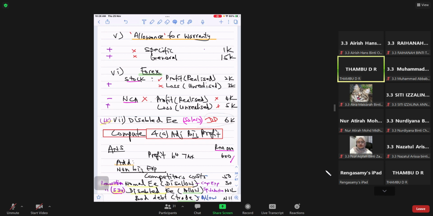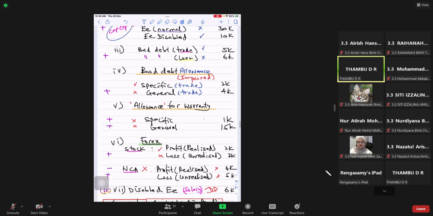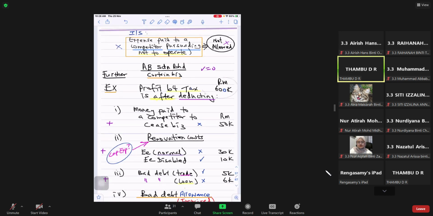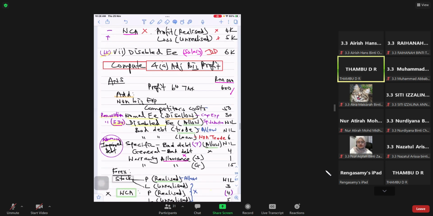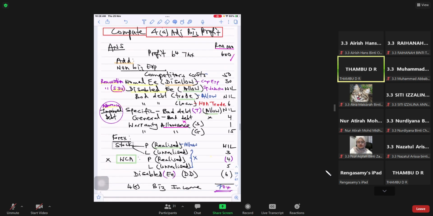Disabled employee, we give double deduction. You pay 6, I give 1 more 6. But deduction, minus. They already deducted 6, I give 1 more, so that it becomes double. So I start with your 600 here. Then I will look at your adjustment now. Look at it. Profit before tax.